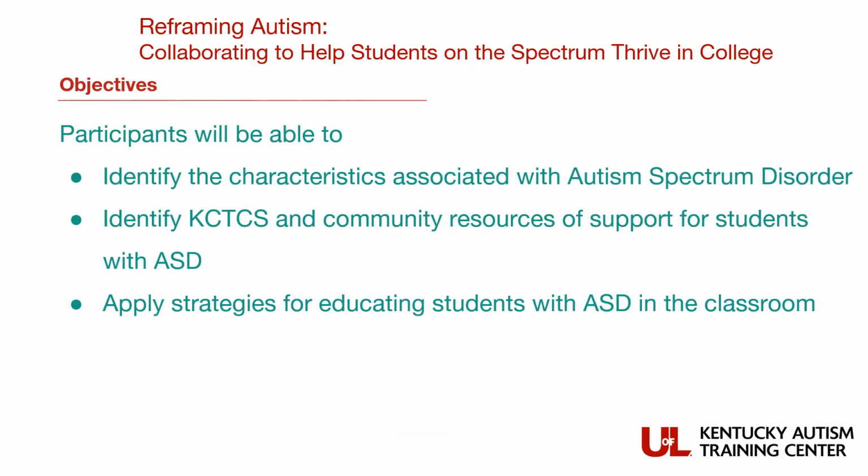Our objectives today will be how you will be able to identify the characteristics associated with autism spectrum disorder. I also want you to be able to identify the KCTCS and community resources that we have for students with autism spectrum disorder. And I want you to be able to apply those strategies for educating students with autism spectrum disorder within your classrooms.